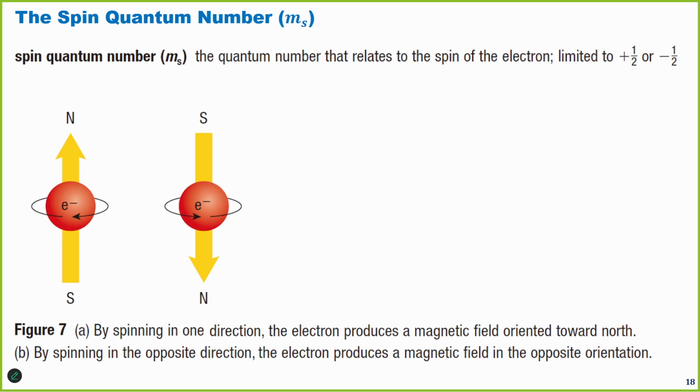This concept is illustrated here in Figure 7. The new quantum number related to the spin of an electron is called the electron spin quantum number, ms. This number can have one of two values, either positive 1/2 or negative 1/2. These two values mean that the electron can spin in one of two opposite directions, although other interpretations have been suggested. Okay, so those are the four different types of quantum numbers.